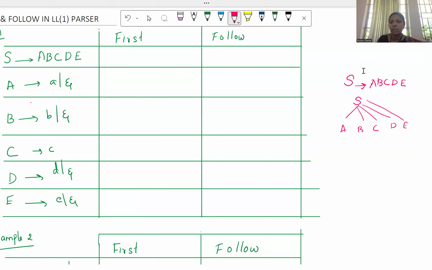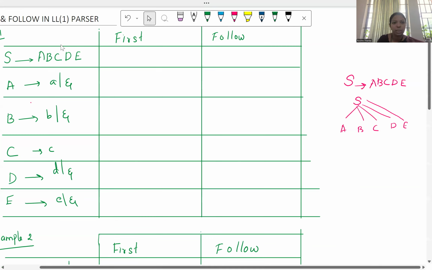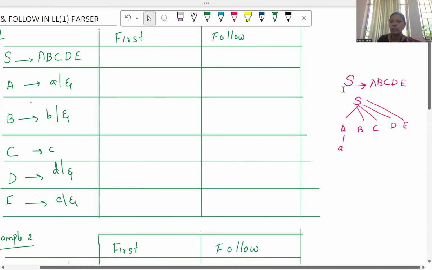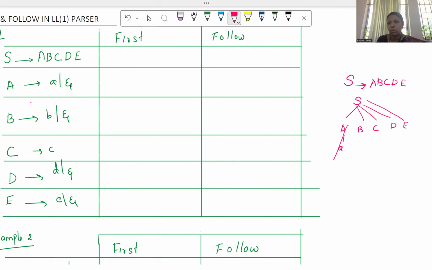A is a non-terminal, so I cannot stop with it. I have to say what is A. So A can be small a, or it can be epsilon. So the first symbol which I get when I derive S is this small a. And I have an alternative for A as well. It can be epsilon. Epsilon means empty string, nothing. Which means this may also not be there.